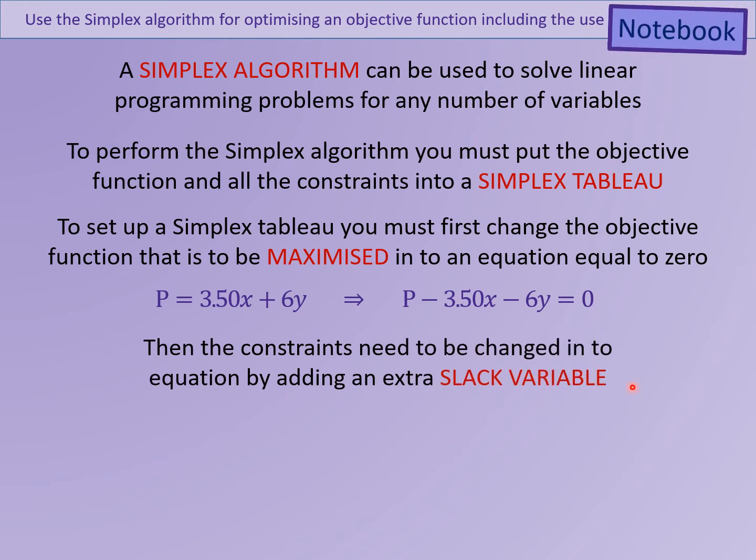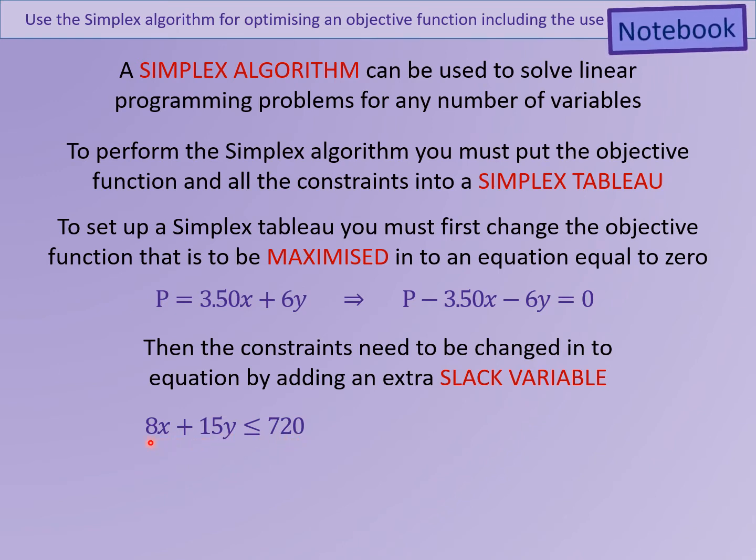The constraints, right, are inequalities. So we can change those into what we call equations using a slack variable. Take this one for example: 8x plus 15y is less than or equal to 720.